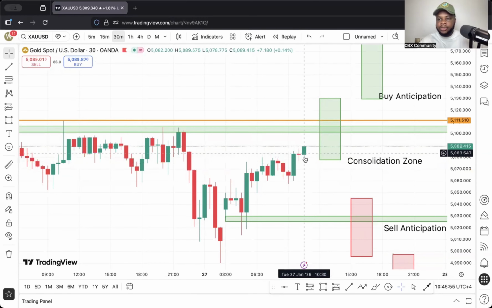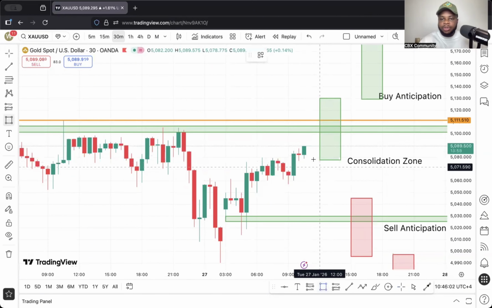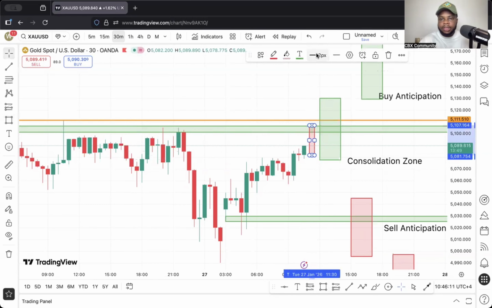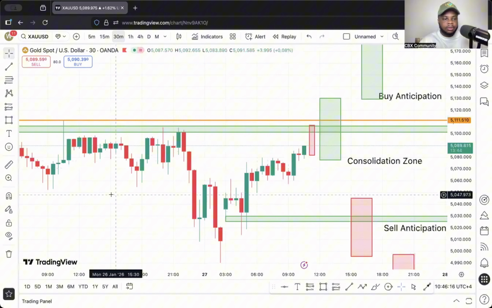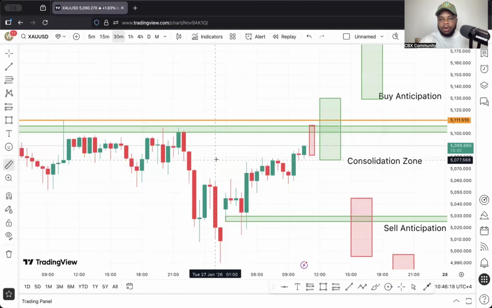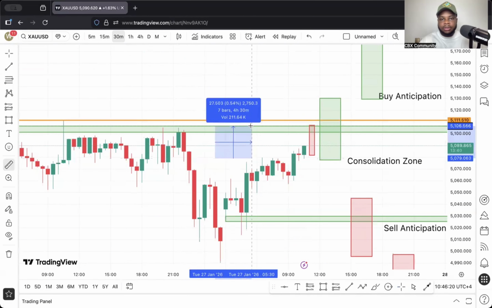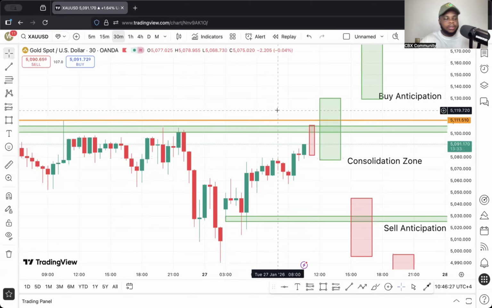This 30 minutes candle is left with 14 minutes to close. So let's see what this candle wants to do. It may want to continue to go up to break our resistance zone over here. Let's measure from the low of this candle down to our resistance zone. We are looking at 270 to 275 pips.